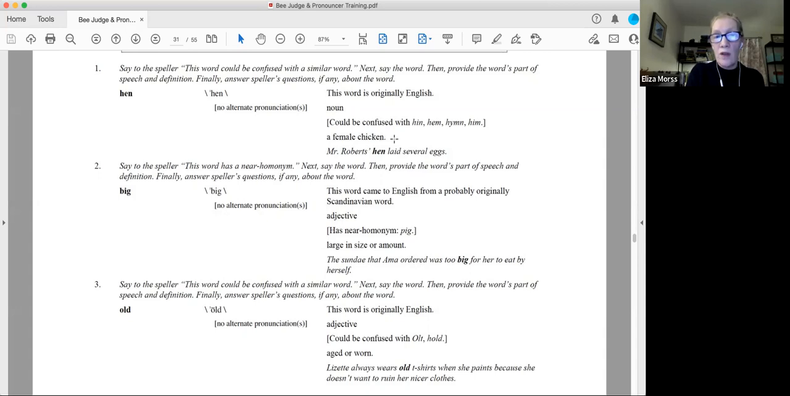So the pronouncer is given the word and follows the instructions in the pronouncer guide for any additional information. And then the pronouncer would wait for the speller to repeat the word and then to ask those particular questions. So everything is here. If the speller said, would you please give me the definition? A female chicken, it's right there. Would you please give me the sentence? Mr. Robert's hen laid several eggs. It's all right there. There's no ad-libbing. If the speller says, are there any alternate pronunciations of hen? No, there aren't. It says here, no alternate pronunciations.